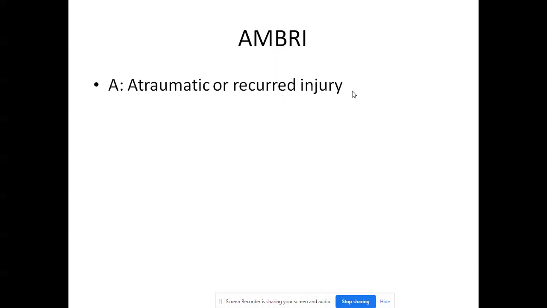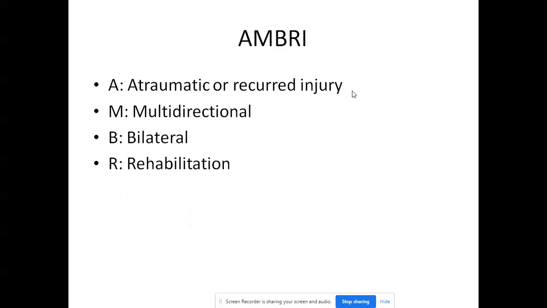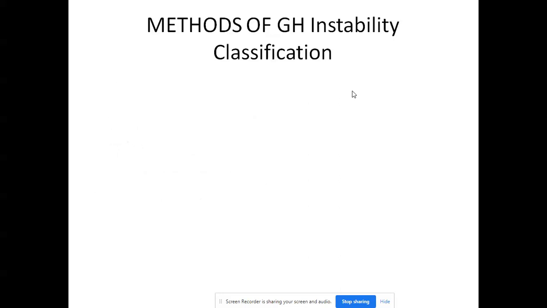Coming to AMBRI. A is atraumatic, whereas in TUBS, T was traumatic. M is multidirectional, whereas in U, that is in TUBS, U was unilateral. Here B is bilateral. R stands for rehabilitation, whereas over there in TUBS it was S, standing for surgical stabilization or conservative management via sling. I stands for inferior capsular shift.